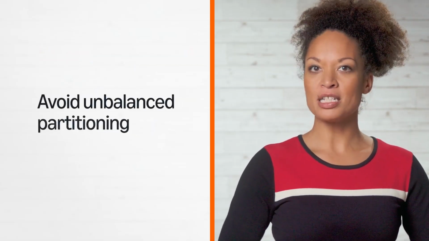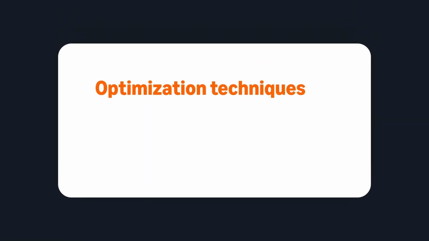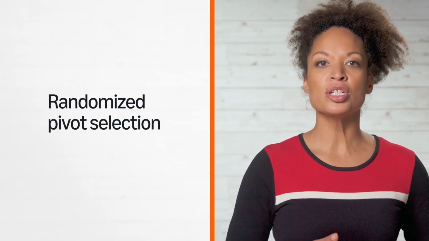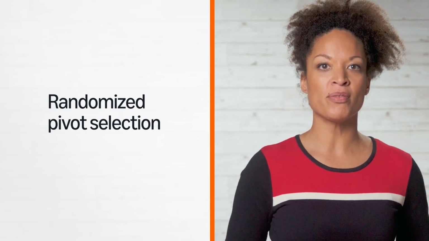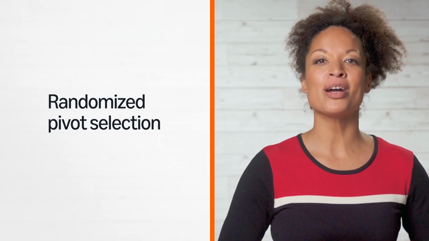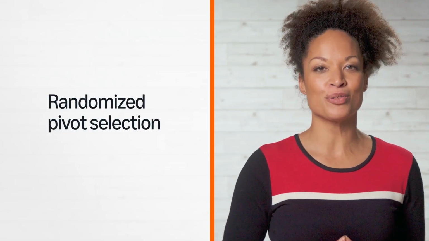However, unbalanced partitioning is avoidable. You can apply one of two optimization techniques to prevent quicksort from degrading to its worst-case time complexity of O of n squared: randomized pivot selection, or median of 3 partitioning. By randomly selecting the pivot element, you reduce the chance of consistently picking poor pivots that result in unbalanced partitions. Let's explore how the random pivot selection is done in code.